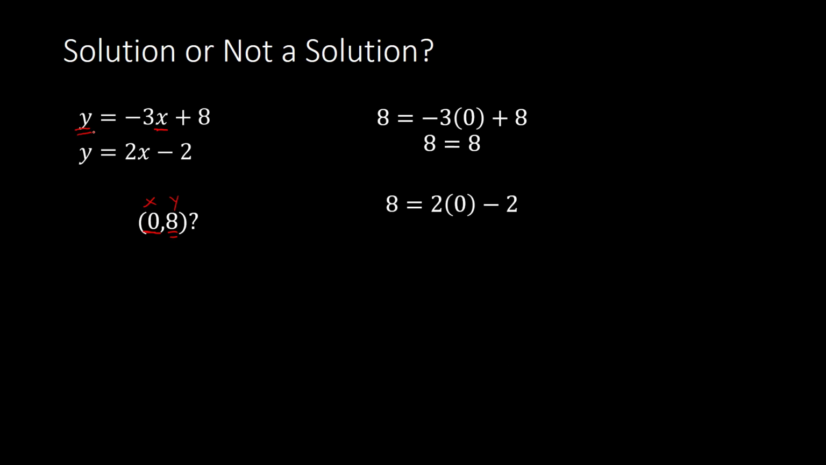Now for the second equation, I plug an 8 in for y, and a 0 in for x again, to get 8 equals 2 times 0 minus 2. So we have 8 equals 0 minus 2, so 8 would be negative 2. So notice it would be a solution for the first equation, but not for the second one. So therefore, it would not be a solution to the system. And for it to be a solution, we need it to be true for both.